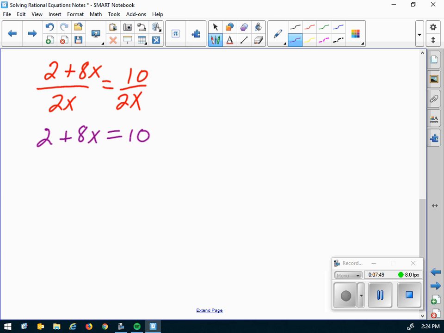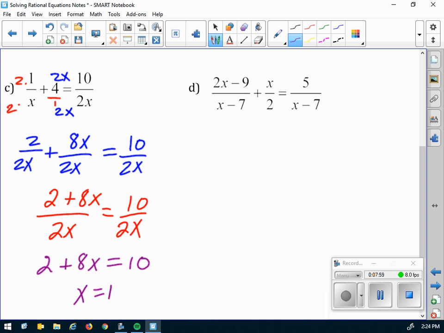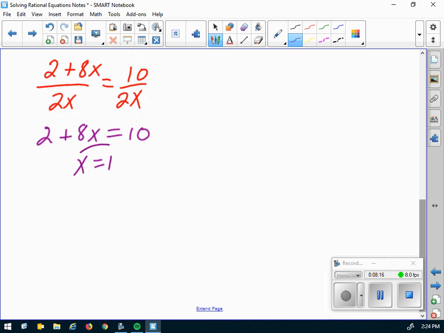2 plus 8x equals 10. Now, some of you are able to look at that and know right away that x is 1. Totally fine. Is x equal 1 an okay answer? Well, I don't know. If x is 1, what's this? Plus 4, and that would be 10 divided by 2. Life is good. x equals 1.